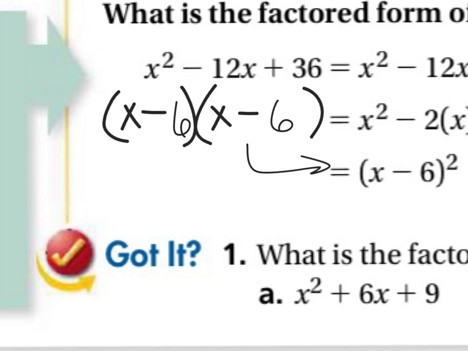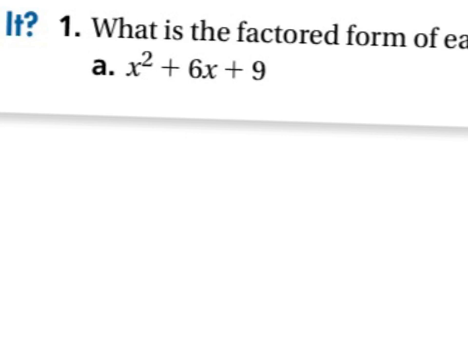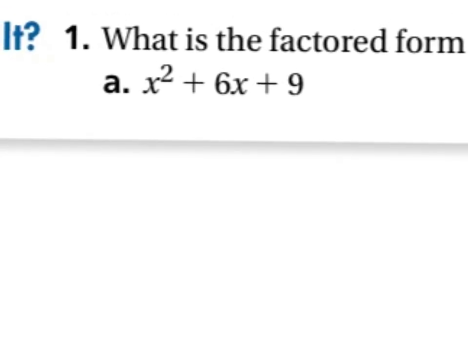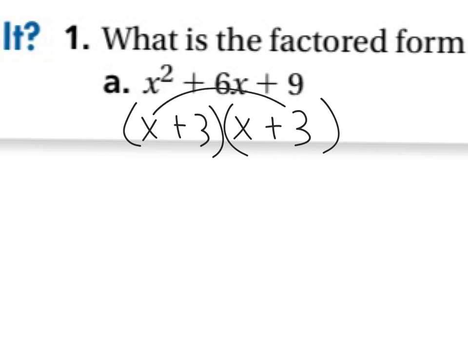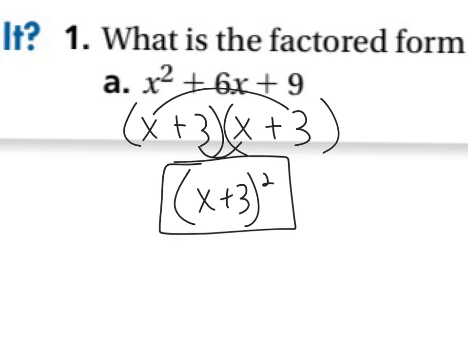So let's go ahead and look at the got it one. We look at part A. They want us to factor this. So we know we need x times x to get x squared. Both signs are going to be positive. To get the 9, we either need 1 and 9 or 3 and 3. If you do 3 and 3, that'll give you 3x plus 3x is 6x. And then coincidentally here, these binomials are both the same. So we can rewrite that as x plus 3 quantity squared.